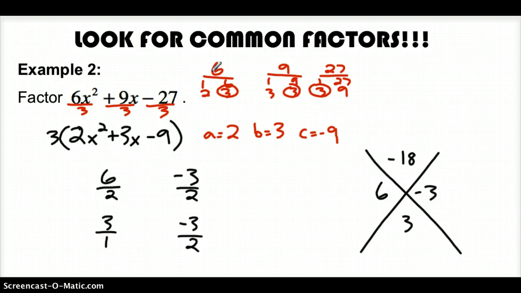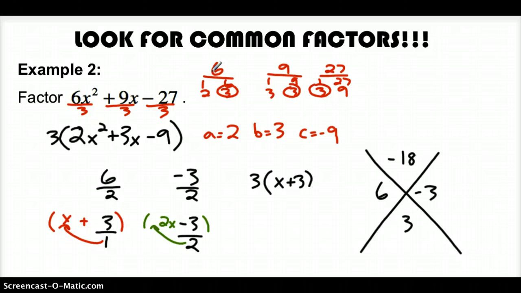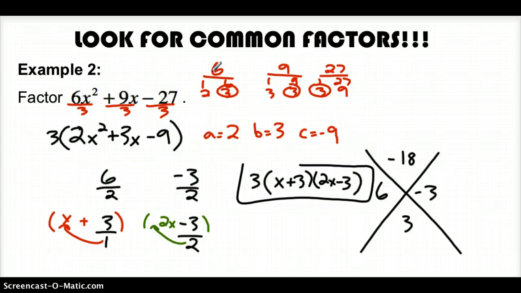And now at this point, I'm going to go bottoms up. So now I'll bring this up, and I have now 1x plus 3. And over here, I've got now 2x minus 3. And so remember, when I write this out, I'm going to write that 3 that I took out originally, that greatest common factor, and then I'll write my factors of x plus 3 and 2x minus 3. Now this is going to be my final answer, and now I can just go ahead and check this.